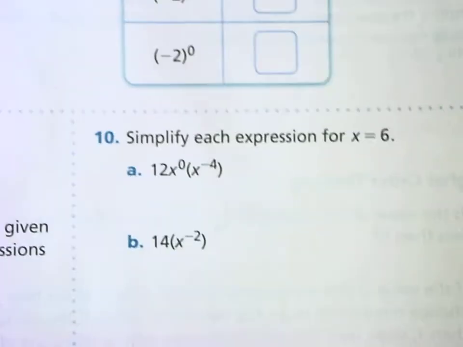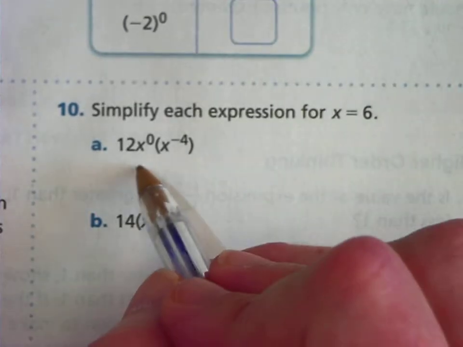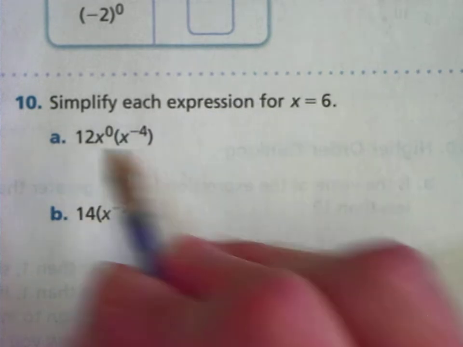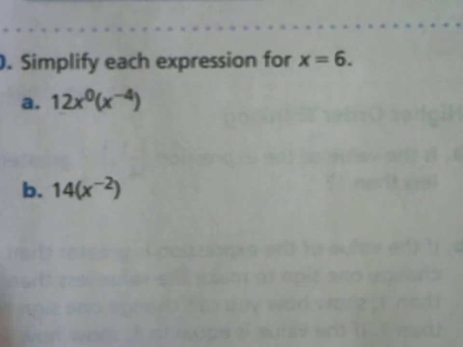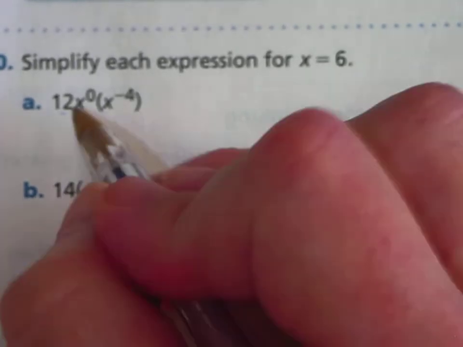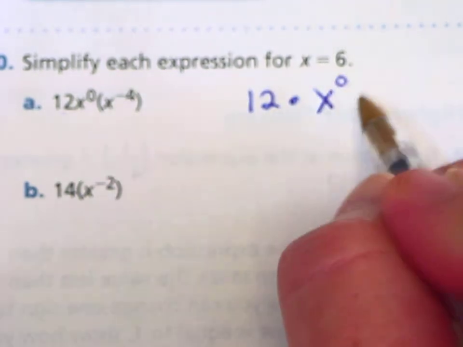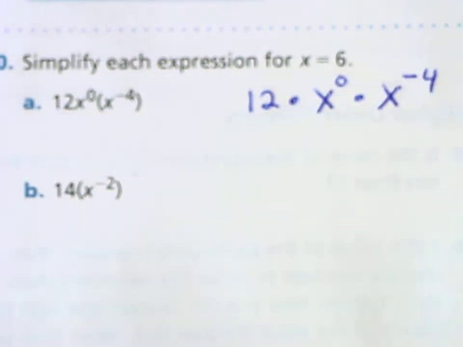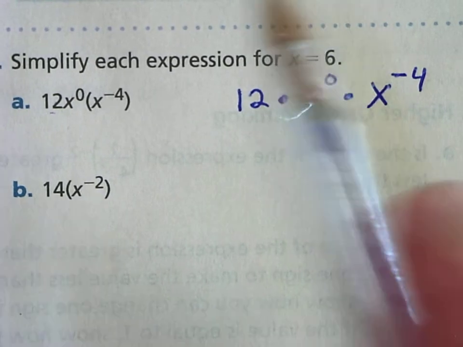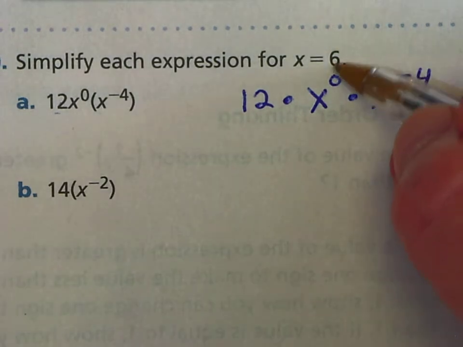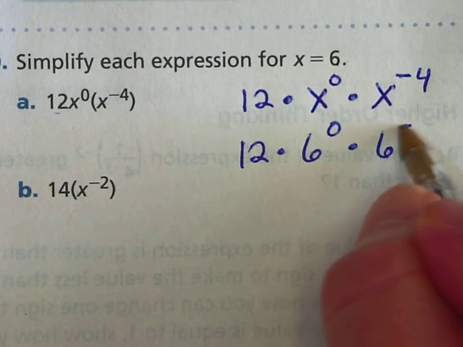Okay, let's go back up to these up here, number 10, and we're going to do the exact same thing. This says simplify each expression for x is 6. So we're going to plug in 6 to these x's, but the first thing we need to do is separate these. Okay, so this is 12 next to x means 12 times x to the 0 times x to the -4th. Okay, so that's the first thing you want to do is separate each base with the times sign. Now let's plug in 6 to these x's. So we have 12 times 6 to the 0 times 6 to the -4th.